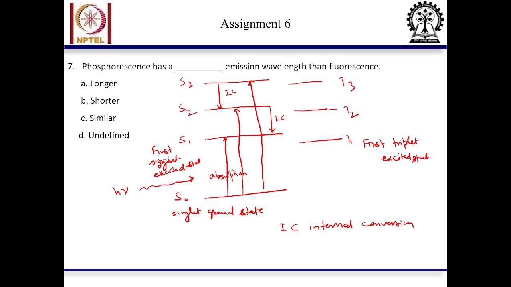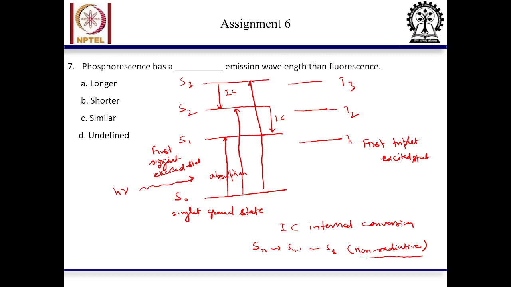So what is internal conversion? Basically your Sn to Sn-1, and so on, down to S1. These are non-radiative. Suppose your molecule went to S3, it will come to S2 by releasing heat. So the first thing is that it is non-radiative, which means it will not emit any radiation.